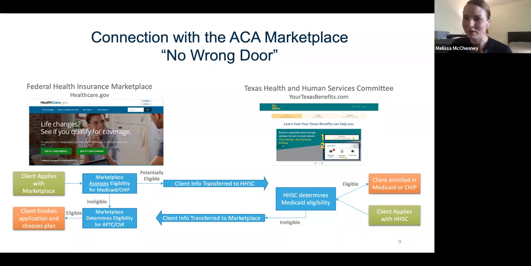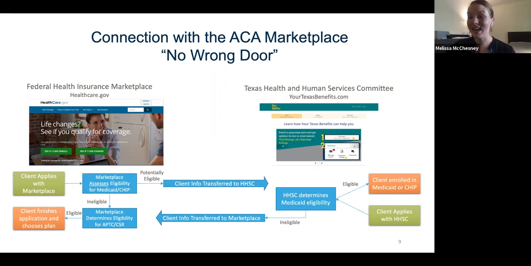As I mentioned before, the ACA did have this idea of no wrong door. So, again, how do healthcare.gov and yourtexasbenefits.com link together? Let's go through a few scenarios here. Let's say you start on healthcare.gov, you're providing assistance to a family and the entire family needs coverage, so you decide to start there.